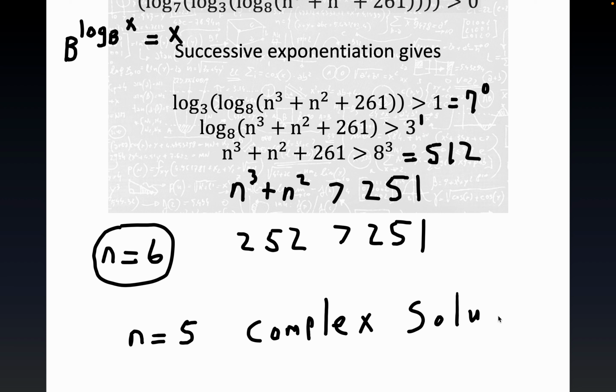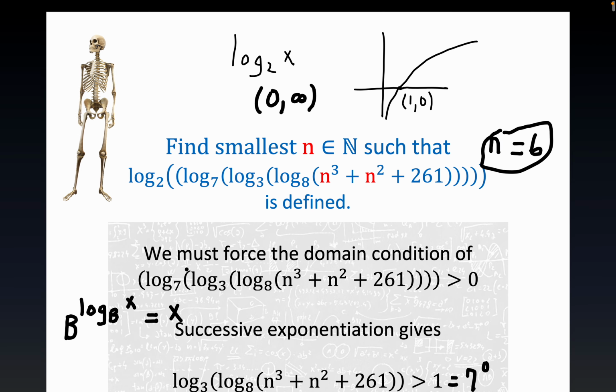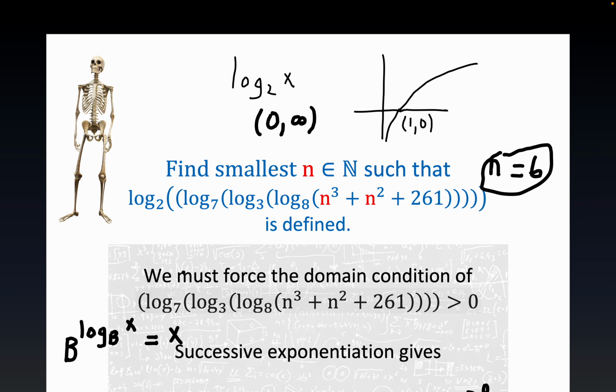Any other integer, or actually any real number less than or equal to 251, I suppose, would result in complex solutions. And again, that's a tough thing to check by hand. I don't even know anything about complex logarithms. So I'm just trusting the technology, but that is what I used to verify that this answer is correct. n equals 6 is the answer. Okay, till next time.